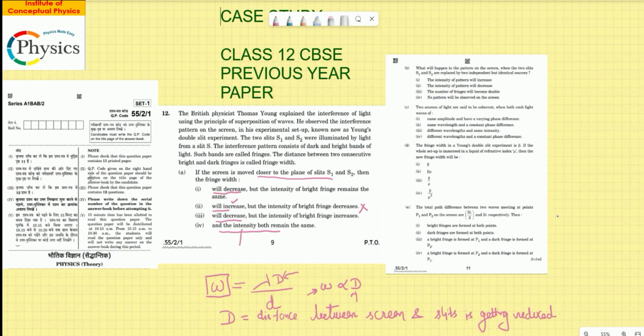So the question talks about intensity and fringe width, right? Both are to be evaluated. One, we have decided that this is a wrong answer because it says the fringe width will remain the same. We know it will decrease, so this is wrong. So 2 and 4 are eliminated. Now the choice is between the first and third. So let's talk about first.